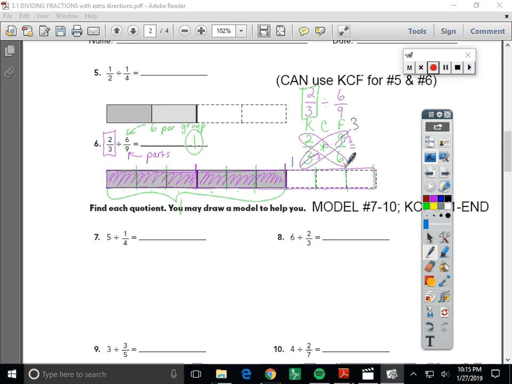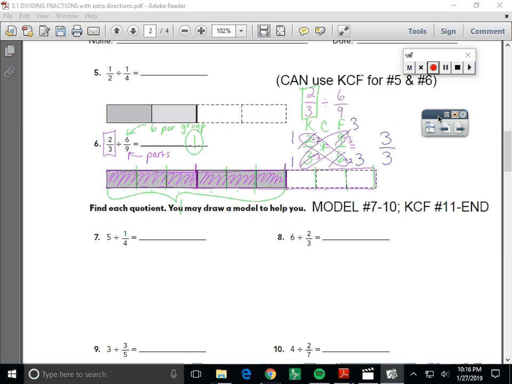If I look going the other direction, cross-simplifying the 2 and the 6, do they share any common factors? Well, in fact, they're both even, so I know I can divide them both by 2. 2 goes into 2 1 time, and 2 goes into 6 3 times. And I'm ready to multiply across. Numerator times numerator, 1 times 3 is 3, and 1 times 3 in the denominator is 3. And this isn't the answer I had a minute ago, is it? But I hope you recognize that 3/3 really means I have the whole thing. That's the same thing, or equivalent to, 1 whole.